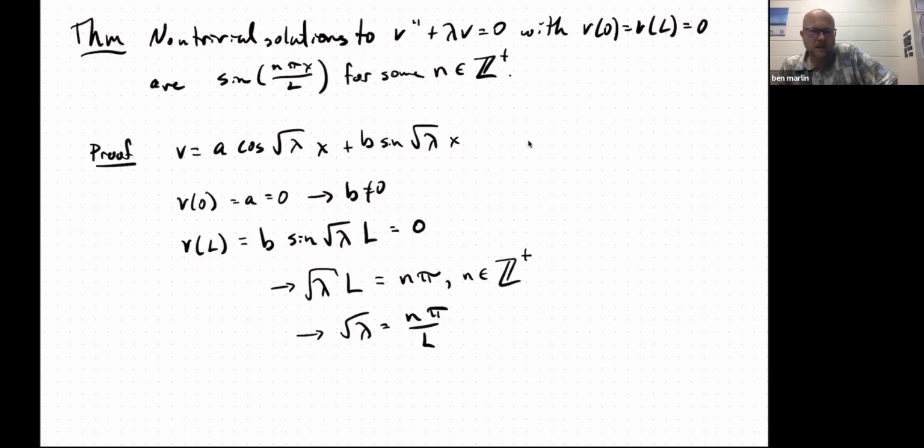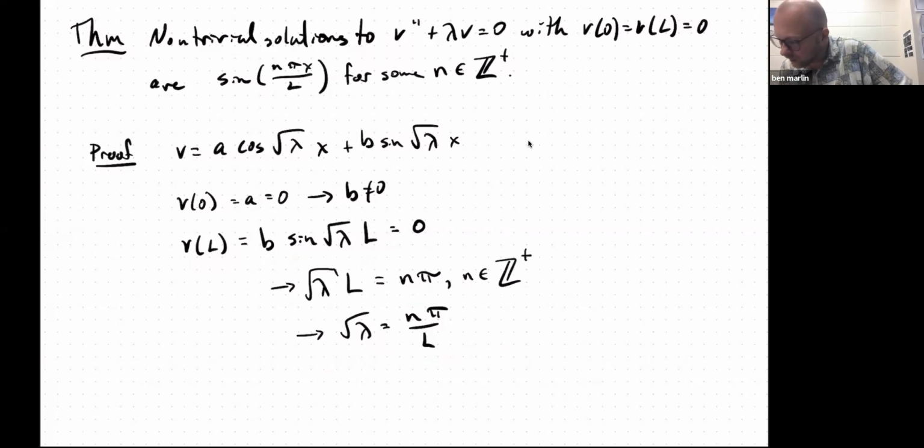So then we look at the other end here. We want v of L to also be 0. So you go ahead and say the b is sine times a radical lambda L. If the b is not 0, then the sine has to be 0. When is a sine 0? Well, sine can only be 0 if it is an integer multiple of pi. So once you know that it's an integer multiple of pi, then we go ahead and solve for our square root lambda and have that n pi over L.